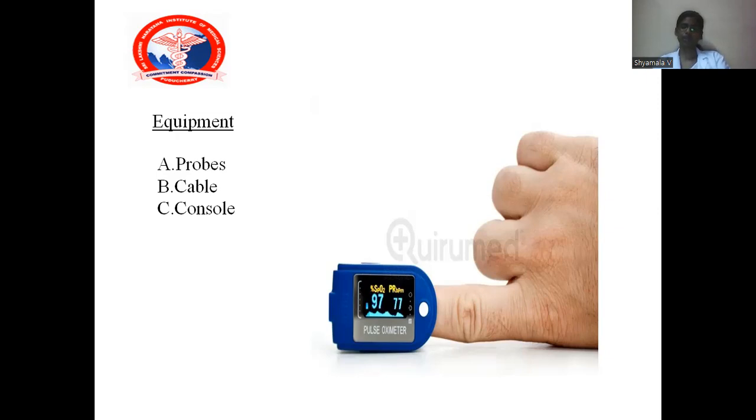So coming to the parts of the pulse oximeter, it includes probes, cable, and console. The probe is the part which comes in contact with the patient. The cable is the one which connects the probe with the pulse oximeter. The console is where the signal is processed and the SpO2 reading is displayed on the monitor. So this is the finger probe which is connected to the finger.